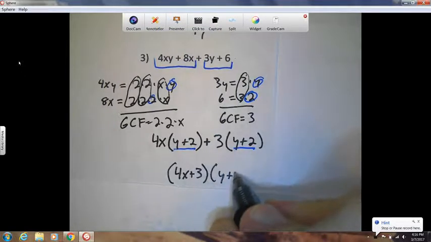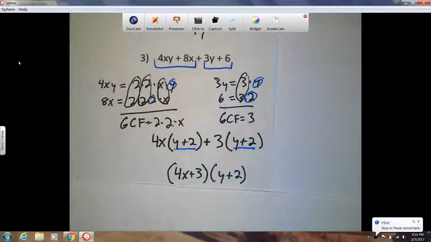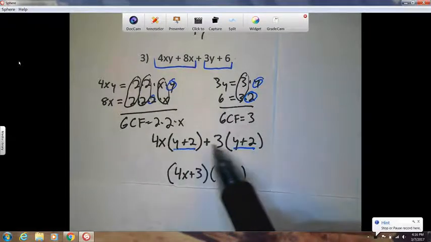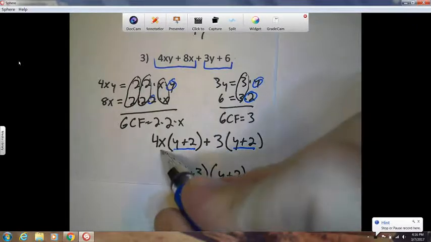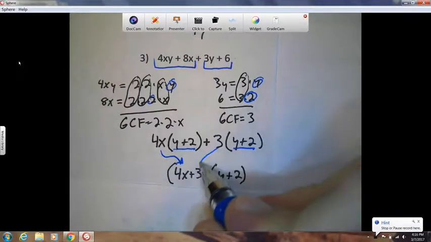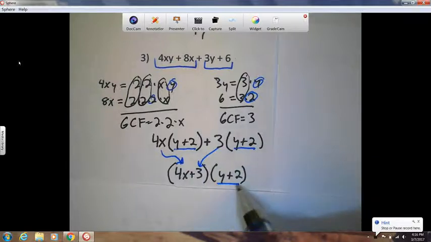So go ahead and take a look at that. Put a star by that, because a lot of people will leave their answer like this, and you're going to lose points. Notice where these numbers come from. It's not hard. 4x is that one. This is 3, and this is the common shared parenthesis. So take some extra notes on that so you understand it.